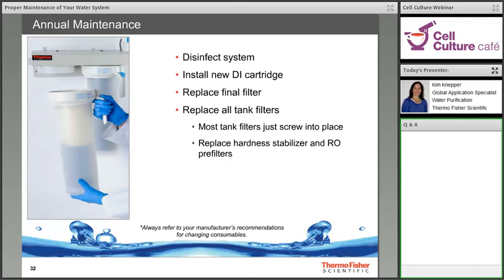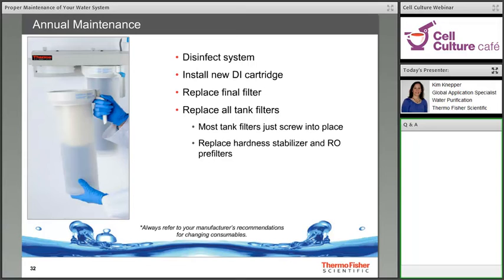Now, after cleaning the system, you're going to be ready to install a new cartridge and final filter. We do not recommend reinstalling the old DI cartridge because it possibly could have bacteria that would recolonize in your water system again. When you're handling the cartridges, have clean hands or maybe wear gloves, especially handling cartridge components that are going to be directly in contact with water.